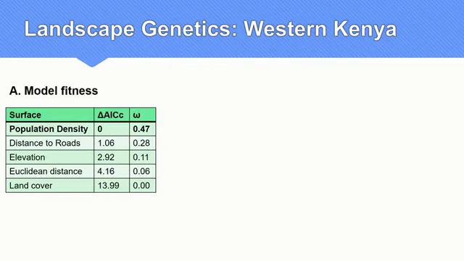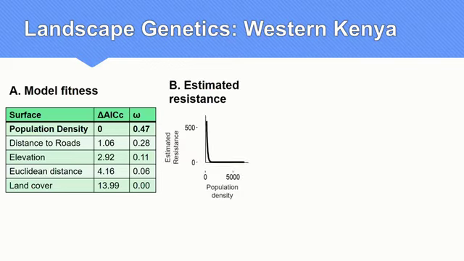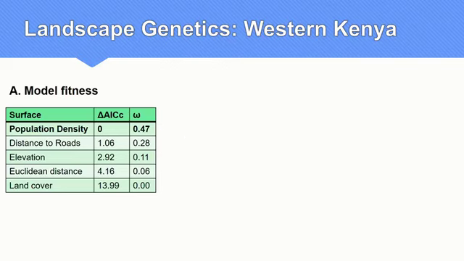So here we have a table of model fitness, or how well each landscape variable fit our genetic data, where delta AICc is a measure of model fitness, where a lower number indicates higher fitness, and omega is the likelihood that the model is the top model. So you can see that population density, distance to roads, and elevation all outperformed Euclidean distance alone. And since population density is our top performing model, I'm going to focus on that from here on.